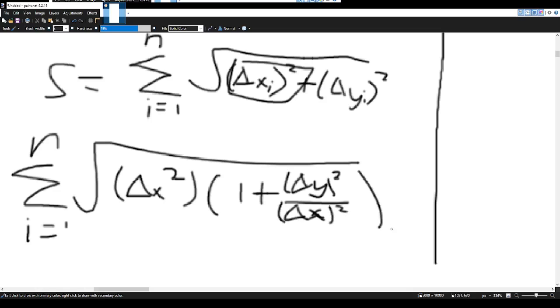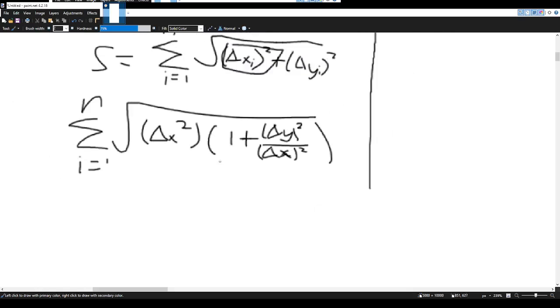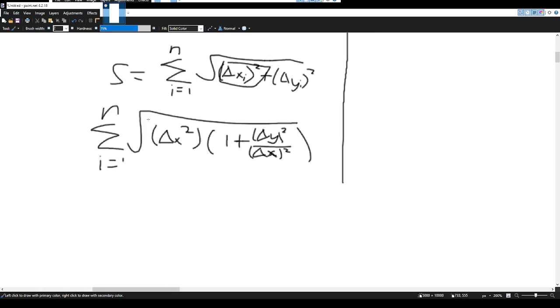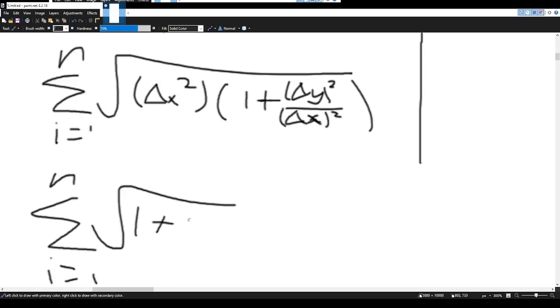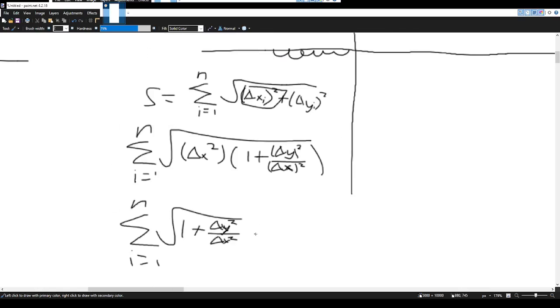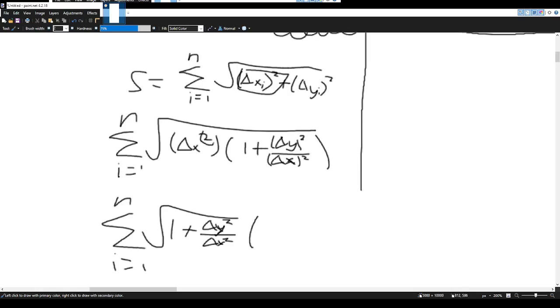Okay. And now what we can do is split the square root into the delta x squared and then the 1 plus blah blah blah. So if you do that, of course, the square cancels out the square root. So really, you're just going to have the sum i equals 1. I probably don't have to write this every time, but you know how it is. The square root of 1 plus delta y squared over delta x squared, and then times, kind of by itself, remember this cancels out with this, so it'll just be delta x.